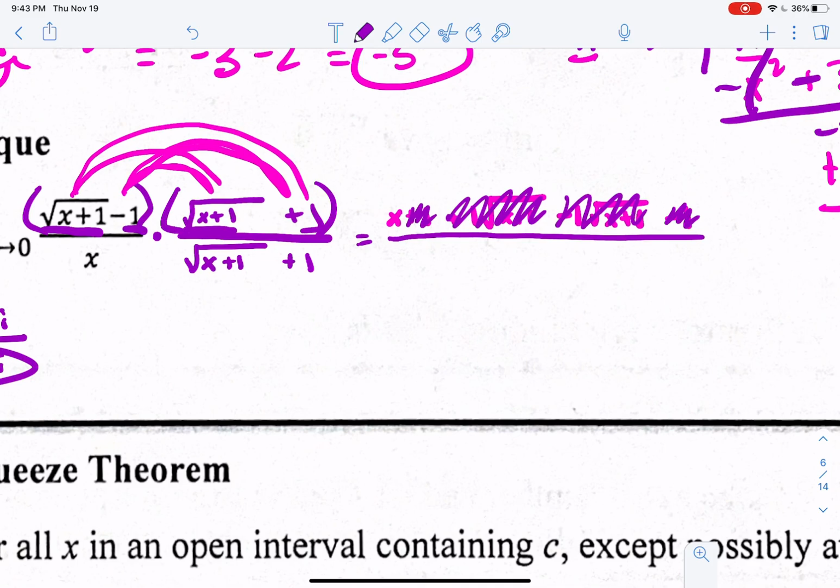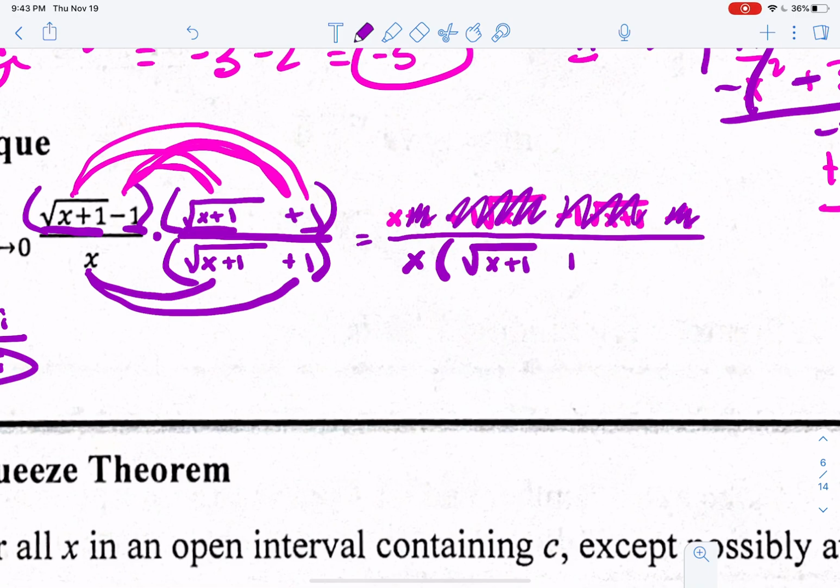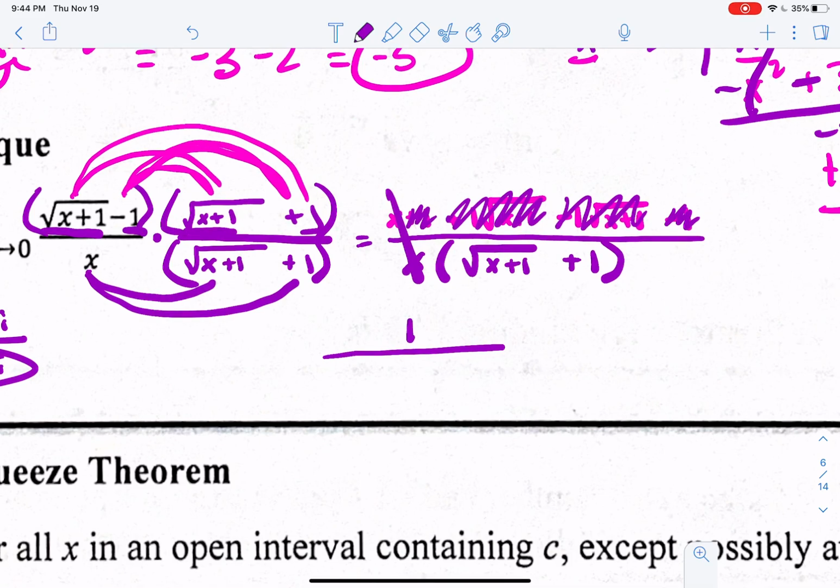Now, on the bottom, I have x times this binomial. But rather than distributing the x through, I'm going to leave it as x times the square root of x plus 1 plus 1. I'm not going to simplify that, because the x on the bottom can cross out with the x on top, which is the only thing on top. So I can cancel those x's out. We write 1 on top when everything else cancels, and on the bottom we have the square root of x plus 1 plus 1.